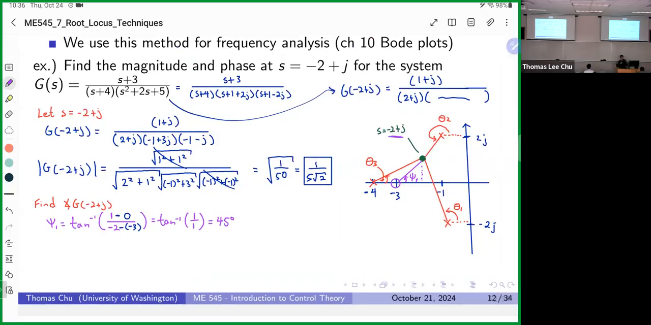So that's how I do it. I take the height and the length of the evaluated point, and I subtract it by the location of the zero or the pole, and we include the negative as well. So here it's -2 minus -3, it becomes 1. Now let's find theta 1.